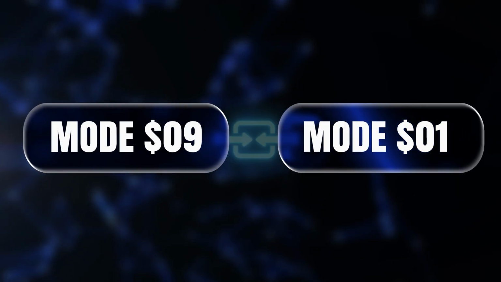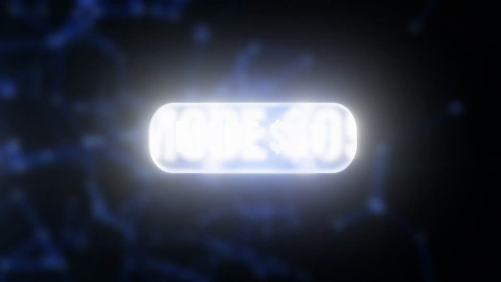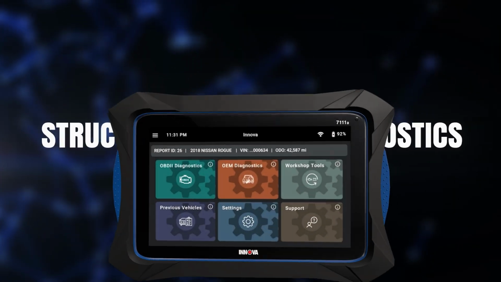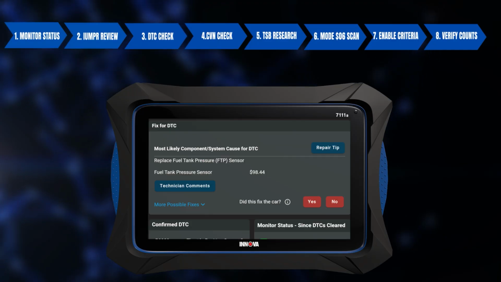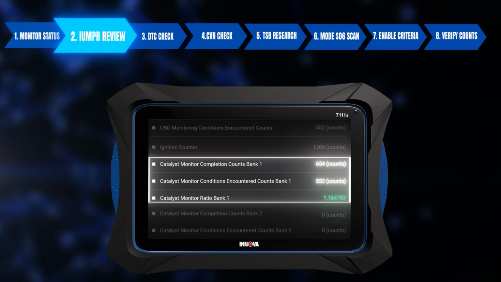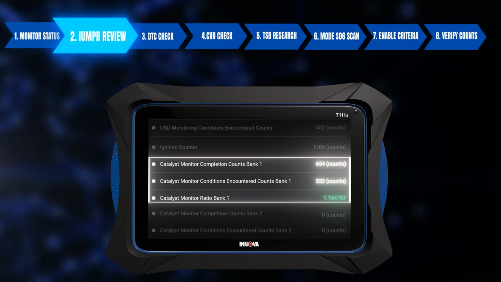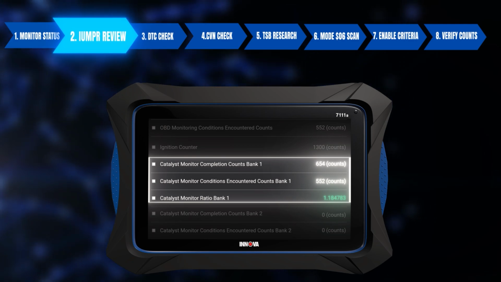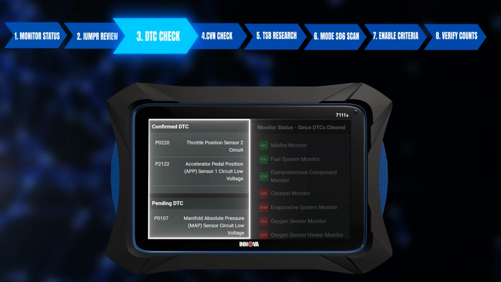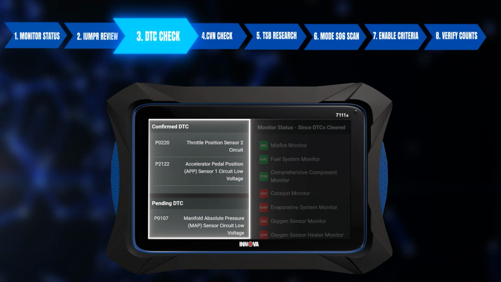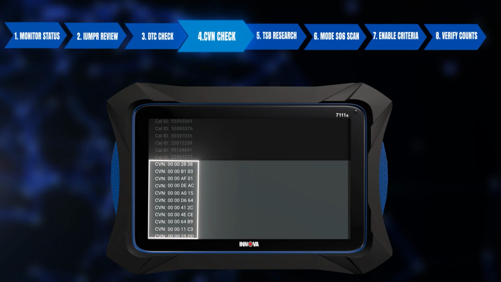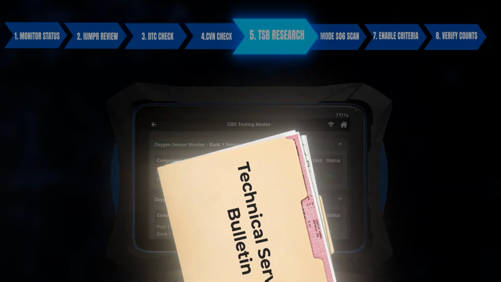Mode 9 IUMPR data works best when combined with Mode 1 readiness status. This creates a structured diagnostic approach for monitor evaluation. Start by checking Mode 1 to determine whether the monitor status is incomplete or complete. If the monitor is incomplete, use Mode 9 to evaluate the numerator and denominator values to see if they are incrementing. If the counters are not incrementing, check for stored, pending, or permanent DTCs. If codes are present, proceed with normal diagnostics.